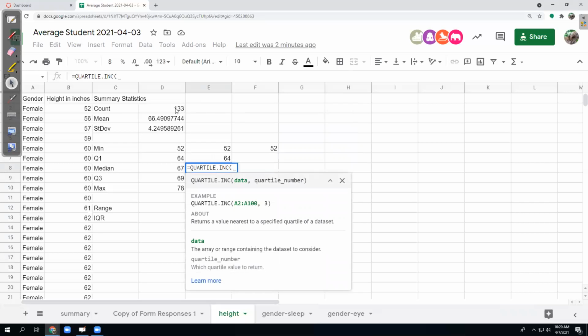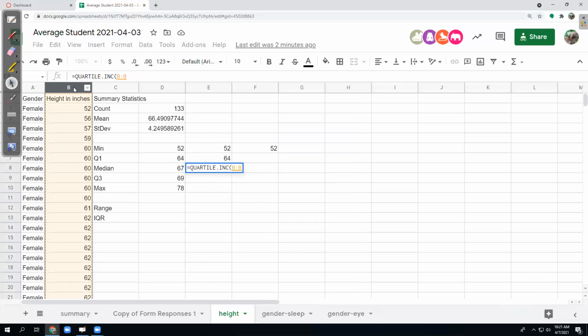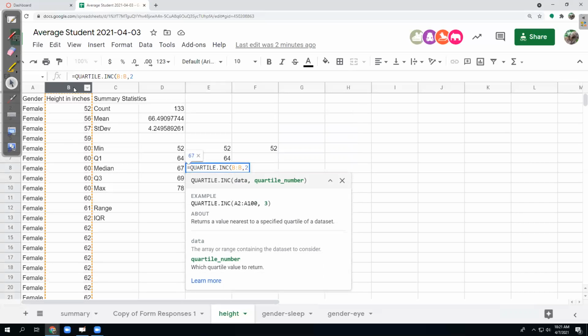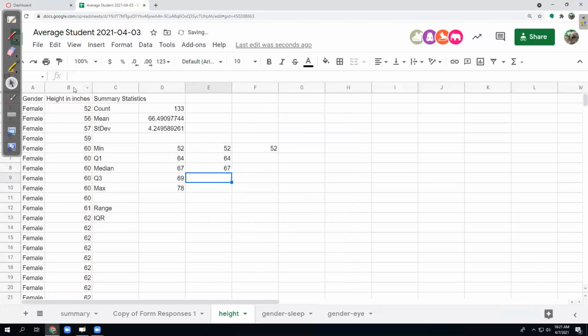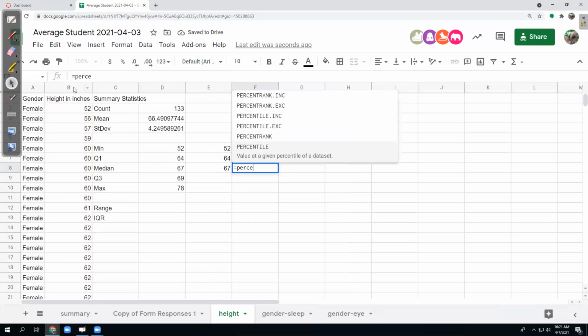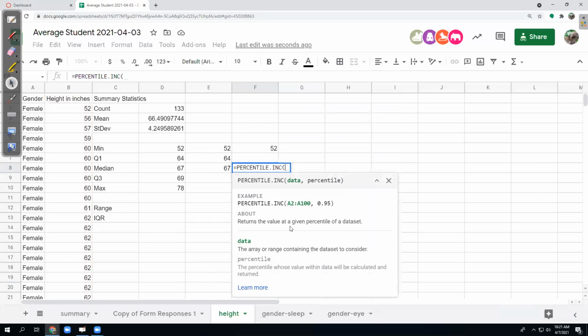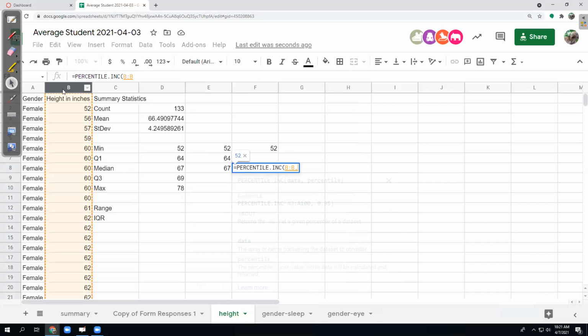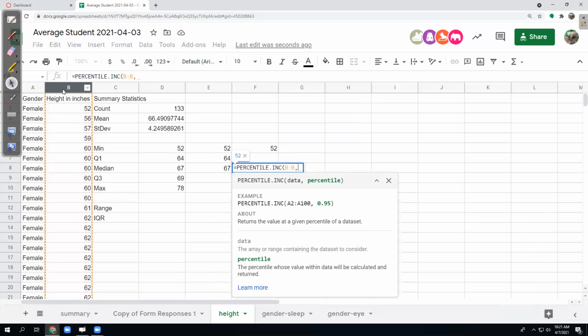Quartile inclusive data, comma, second quartile, which is the end of the second quarter. 67, same number, versus the percentile command. Remember, we'll never use the exclusive versions of these commands in this class. And then 50th percentile, it's 50 out of 100, which reduces down to 0.5, half, right?